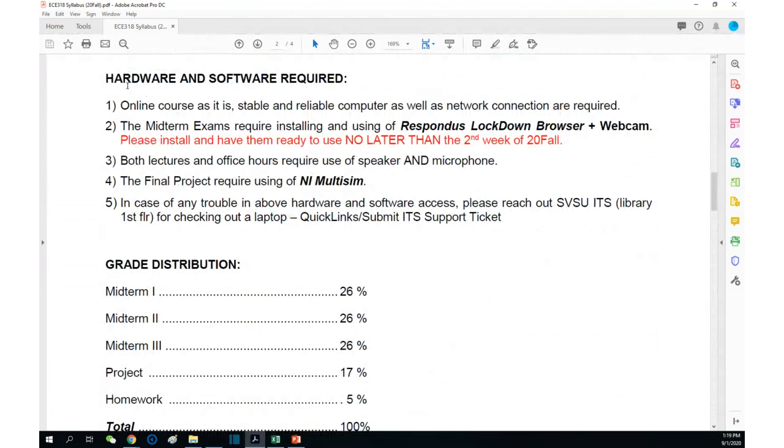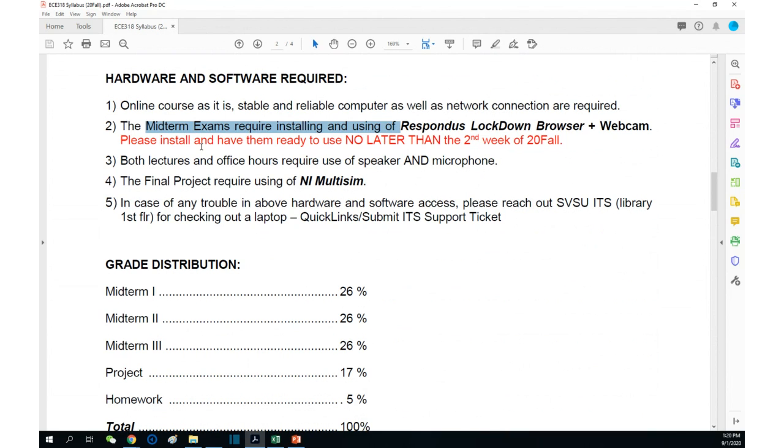Here, the hardware and software required. This is obviously more important. A reliable and stable computer as well as network is required. Of course, they are required. And the midterm exam is going to be taken under the Respondus lockdown browser and webcam. So please have it installed and ready to use no later than the 2nd week.